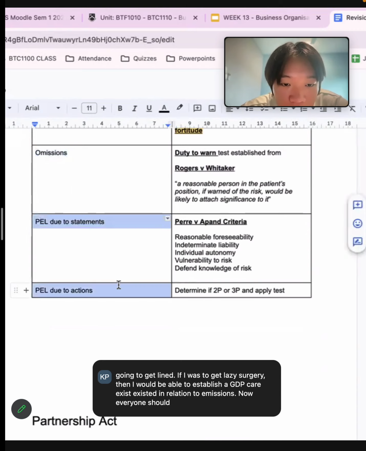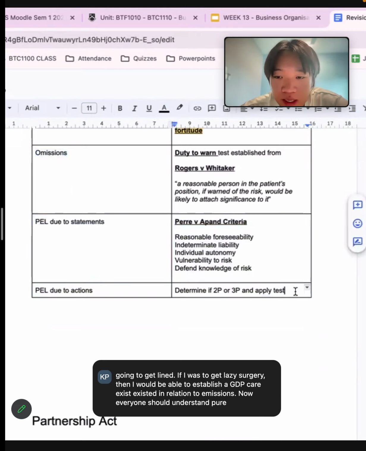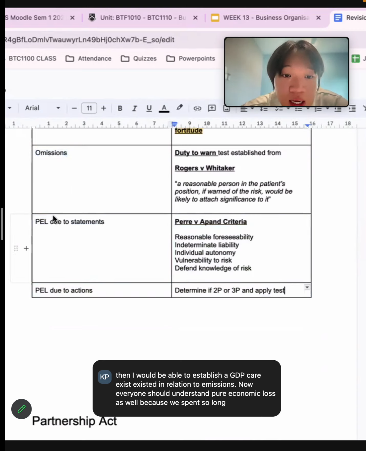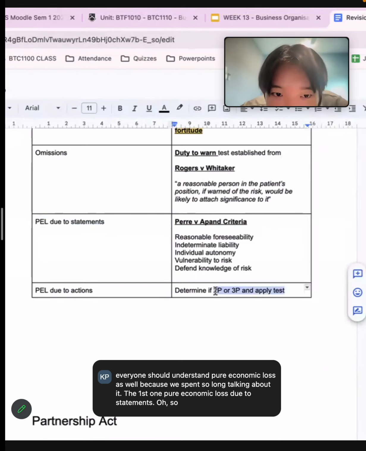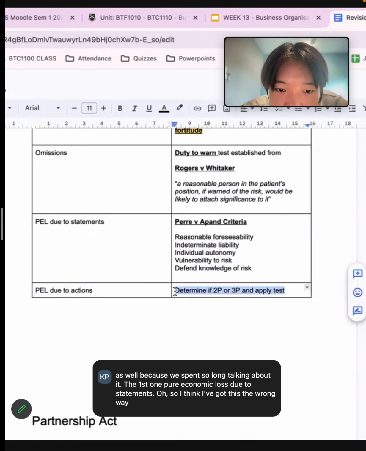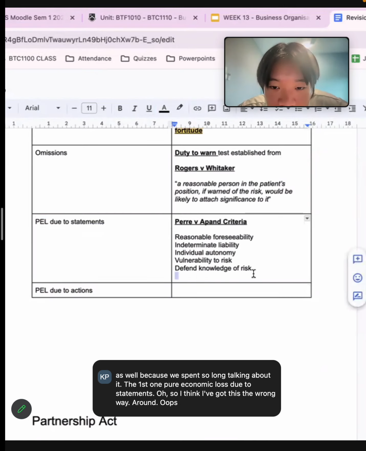Now, everyone should understand pure economic loss as well, because we spent so long talking about it. The first one, pure economic loss due to statements. Oh, so I think I've got this the wrong way around. Oops, sorry guys.